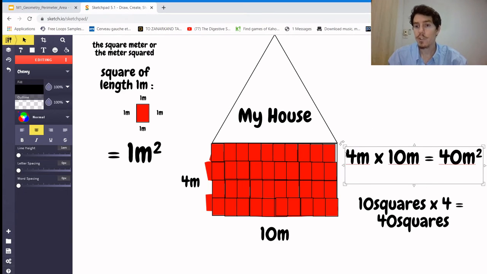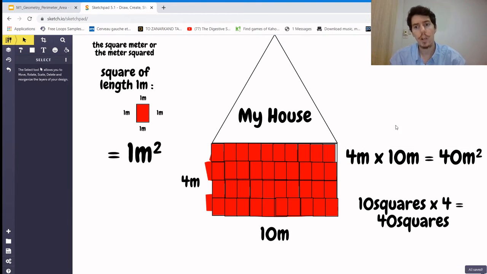Alright, so now let's look at this, and I really want you to understand what this means. Okay, this in math, this is correct, this is true. Okay, and I want you to understand why this is true. So if we look at this, we have some meters that we multiply together. Okay, we do 4 meters times 10 meters, and we say that this is 40 meters squared.